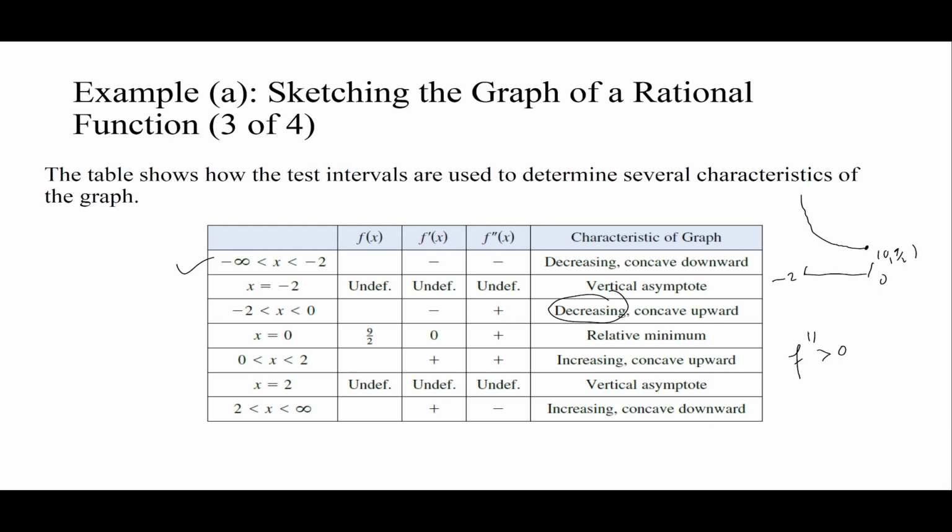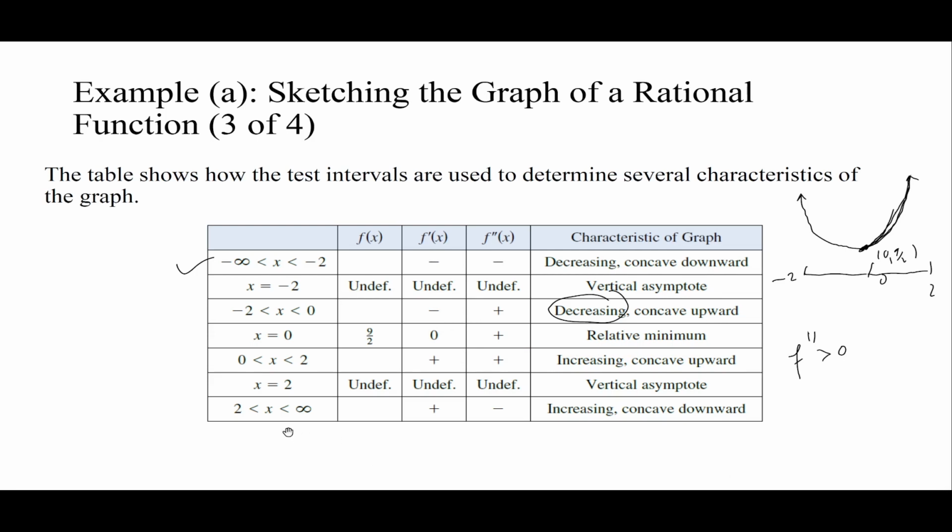So that means after this point, the graph has to go up, with this point as a relative minimum. So that's the nature of the curve we're going to get from -2 to +2. Okay, and if you go further from 0 to 2, the first derivative is positive, the second derivative is positive, meaning the graph is increasing because the first derivative is positive, and the second derivative being positive means the graph is concave upward. So that's why the graph is increasing, going up and concave upward.